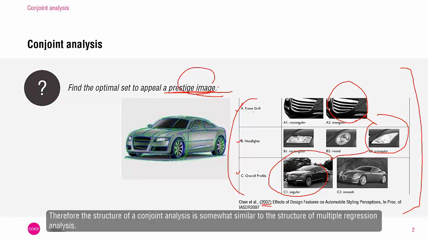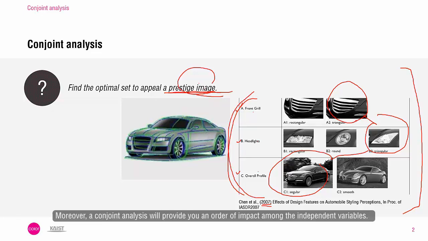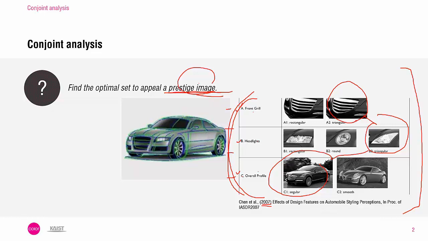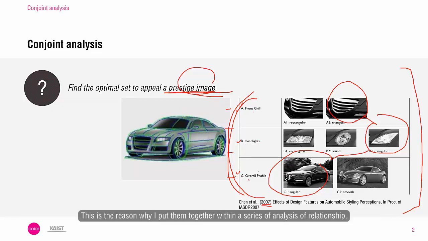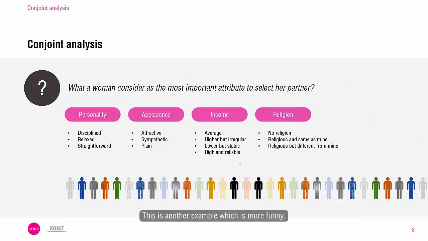Therefore, the structure of a conjoint analysis is somewhat very similar to the structure of a multiple regression analysis. There are more than one independent variable and one dependent variable. And moreover, a conjoint analysis will provide you an order of impact among the independent variables. So this is the reason why I put the multiple regression analysis and the conjoint analysis together in the same week.